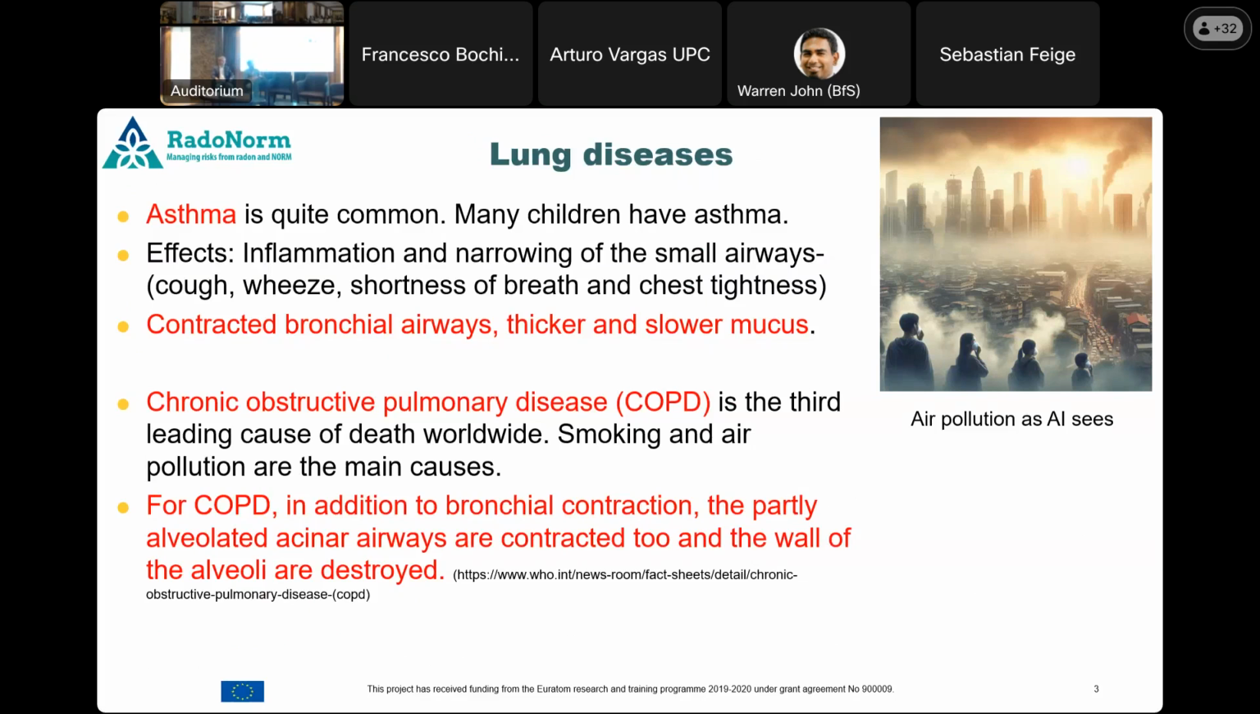In contrast with that, COPD is much worse. In COPD, in addition to the bronchial contractions, the acinar airways are also contracted and the wall of the alveoli is destroyed. So if you get COPD, it can only get worse. In the end, if you are not cured, you will die. The main causes of COPD are air pollution and smoking. Mostly smoking, but many people get COPD in developing countries because they use coal and burn everything. So air pollution is quite a big issue in the developing world.